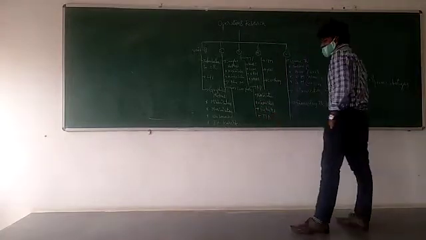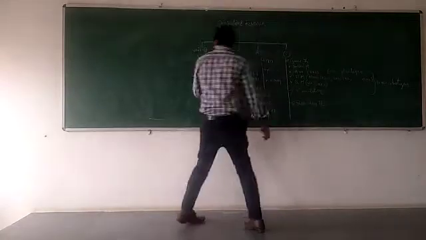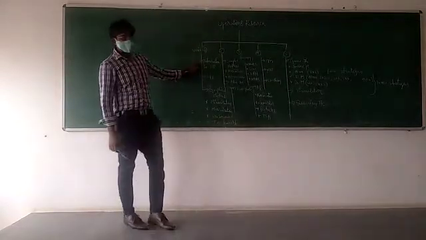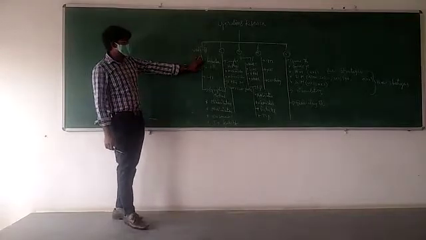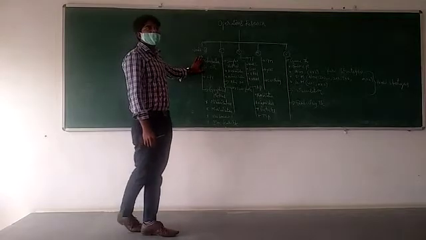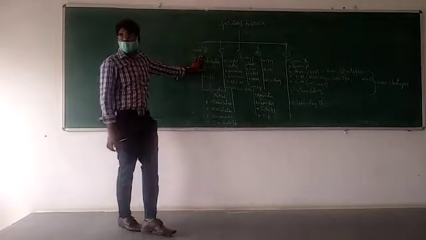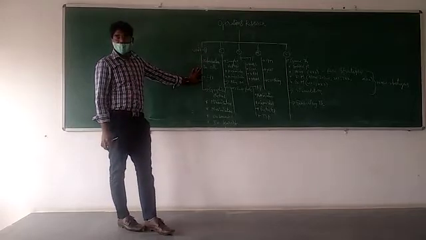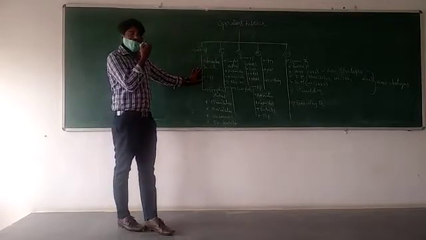Consisting of 5 units. Unit 1 is again segmented into 3 types. First, introduction to OR. In this topic, one theory is compulsory: define operations research and what are the managerial applications of operations research. The next part is LPP, the linear programming problem.